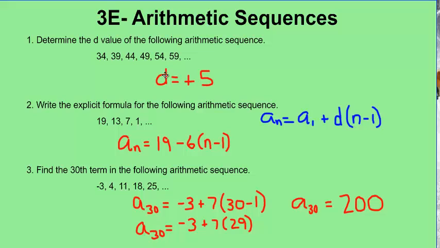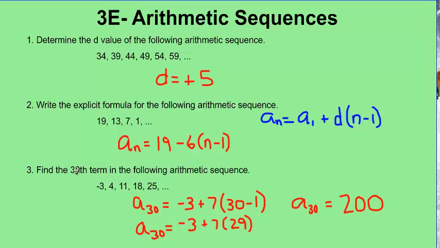In question 1, we can see that it's going up by 5 each time, so we say that d equals plus 5. In question 2, we can see that we start at 19, so our a sub 1 value is 19, and it's going down by 6 each time. So we subtract 6. So it's 19 minus 6 times n minus 1.